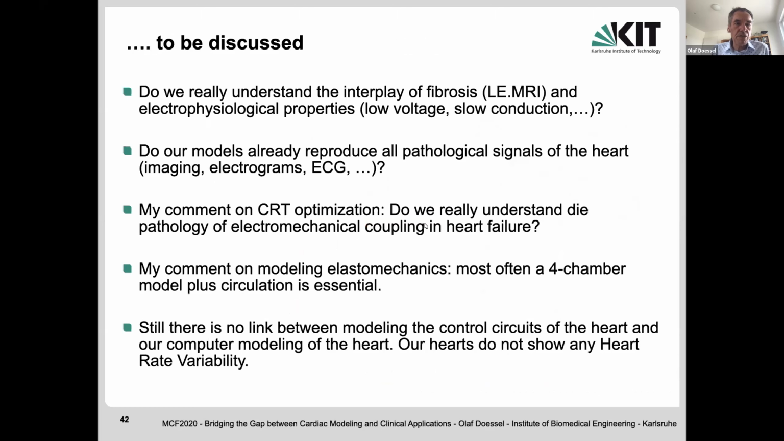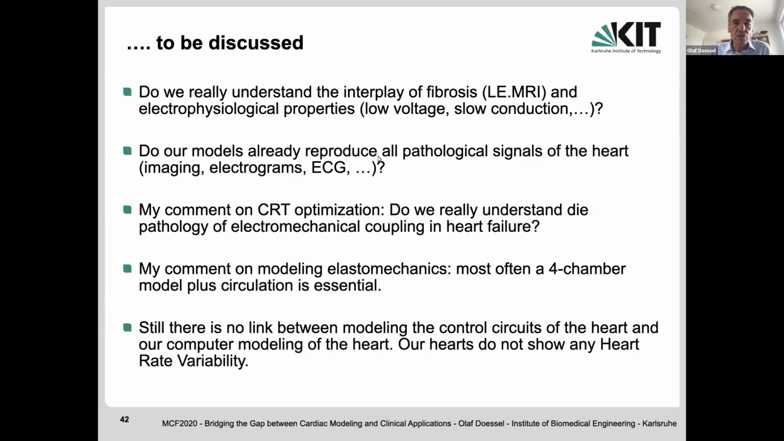So this is my last picture, and I would suggest that we in this community should discuss some aspects a little bit better as compared to what we did in the past. Do we really understand the interplay of fibrosis that we measure with late enhancement MRI and the electrophysiological properties? Electrophysiological properties are low voltage and slow conduction. Can we translate the contrast from late enhancement into electrophysiological properties? I would say no, we cannot do that yet. We don't know enough about it.